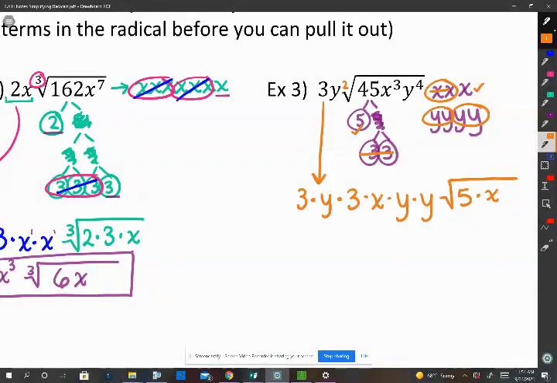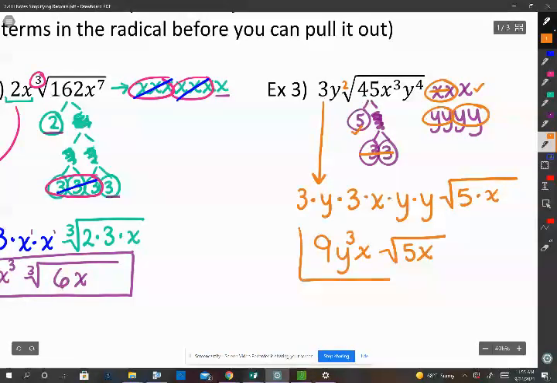And now we just simplify the outside. So 3 times 3 is 9. Again, order doesn't really matter. I've got 3 y's, so y to the third, and we have x. Personally, I usually write the x first just because it comes first in the alphabet, and then 5 times x is just 5x. And so this would be my answer. And this is how we simplify a radical. So we're going to stop here, and then the next video we'll talk about the second part of this.